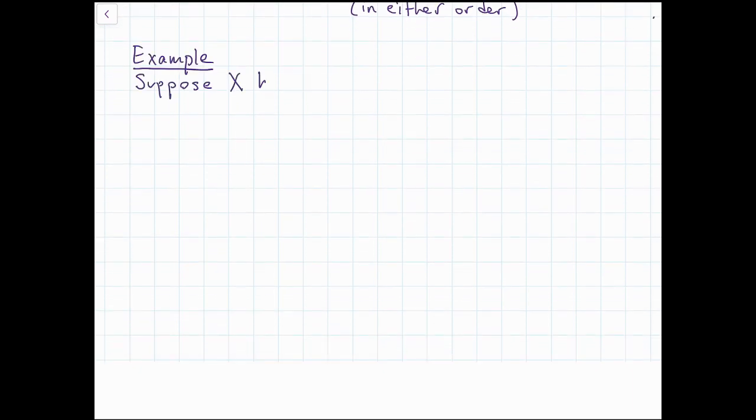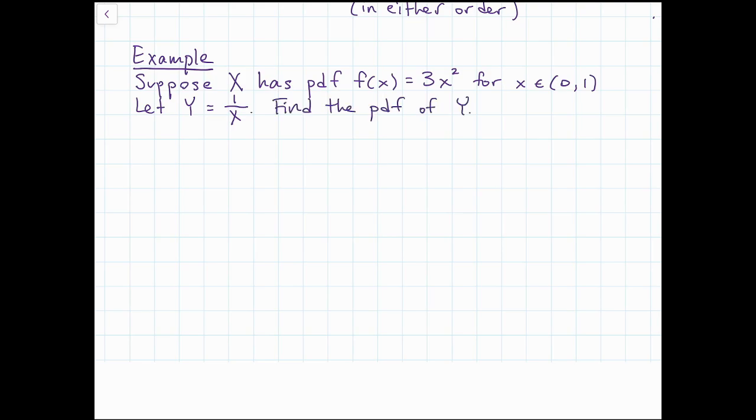Suppose we have the random variable x with a probability density function little f of x equals 3x squared for x between 0 and 1. And we're going to let y equal 1 over x. And we want to find the PDF of this function y. So step 1, we want to find the range of y. And it's going to be 1 to infinity.